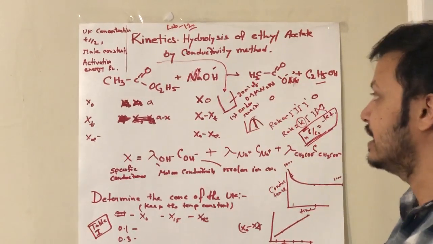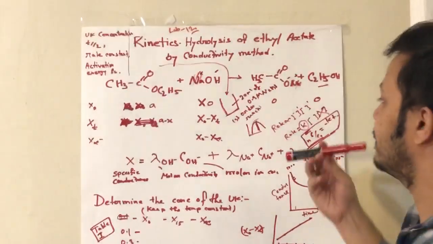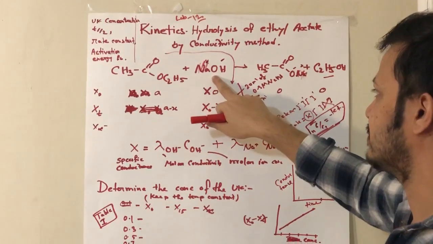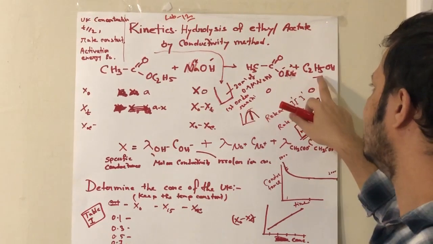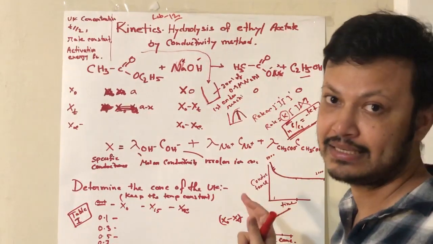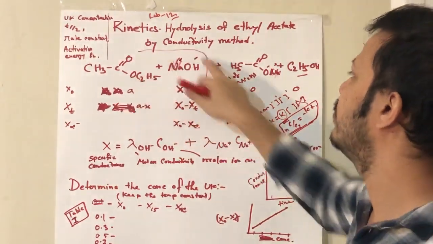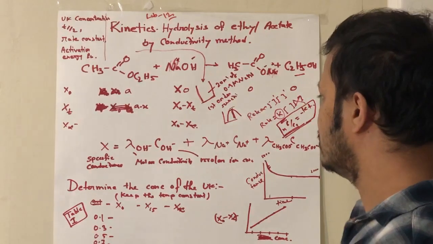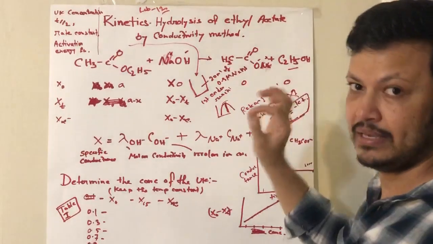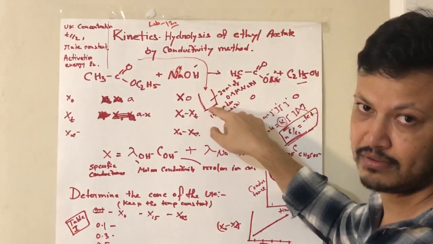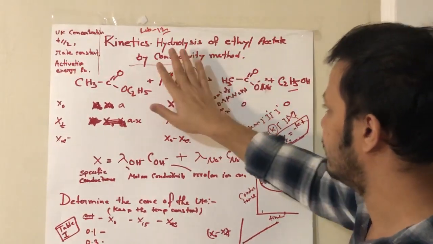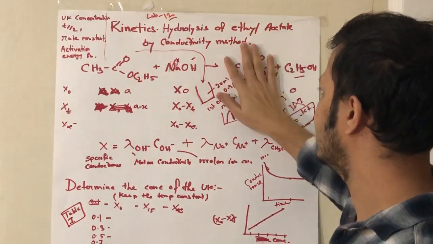Then what will happen? This ethyl acetate will react with the sodium hydroxide and form sodium acetate and ethanol. A lot of the sodium hydroxide will remain unreacted, and only a very small amount will react. So the conductance at the beginning will be only for the sodium hydroxide, right? After the reaction, the conductance should be for the sodium hydroxide as well as for the sodium acetate.